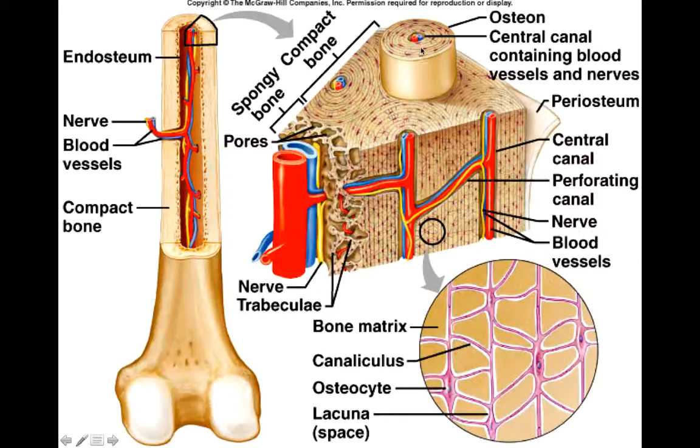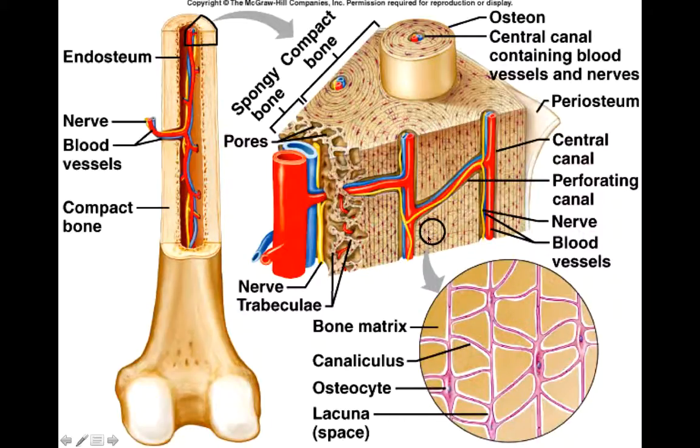And then those central canals are connected through a communicating canal called a perforating canal. So it allows you to have this lateral blood circulation. And then the spongy bone has all these little structures called trabeculae. And the trabeculae is what actually gives the strength to the spongy bone.